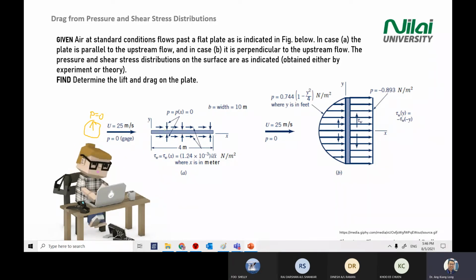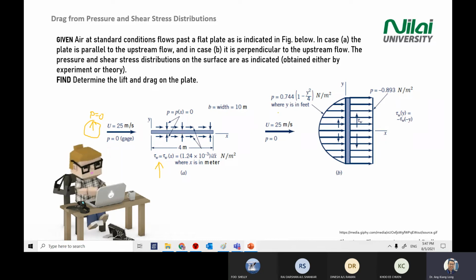Then you have a plate here, and you have a pressure acting on the surface here. And you have a Y and X direction. You are given the wall shear stress equation, given by 1.24 times 10 power negative 3 divided by square root of X, where X is in meter. All right. Now you have two scenarios. One is along the U velocity. Another one you see on the left-hand side diagram, you have case A and case B.